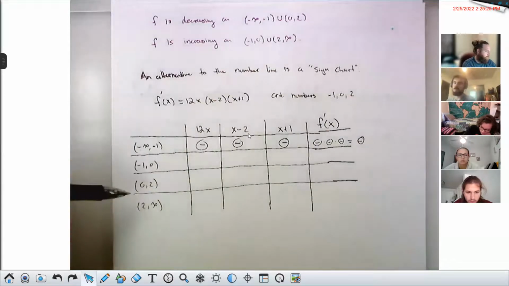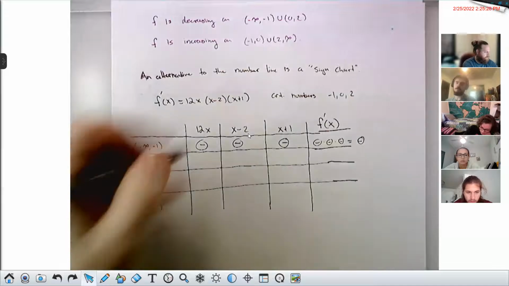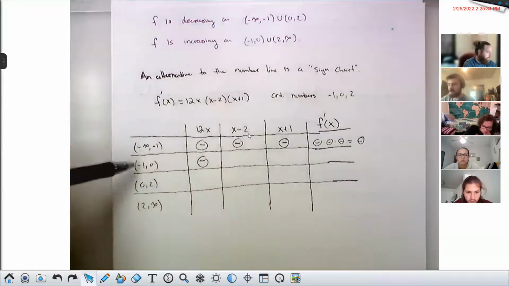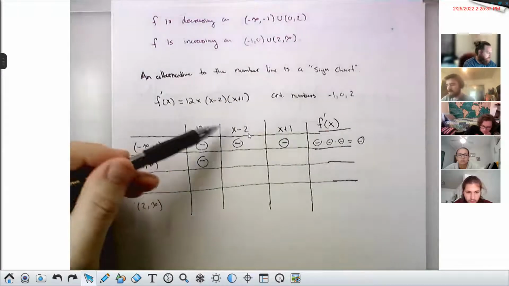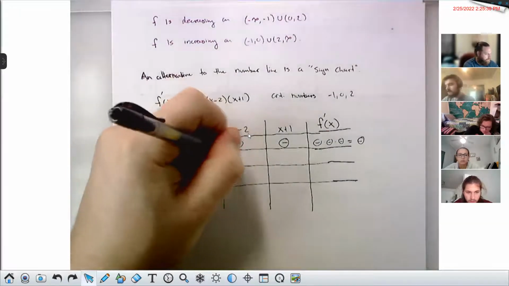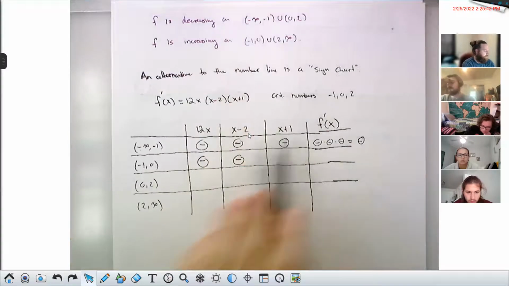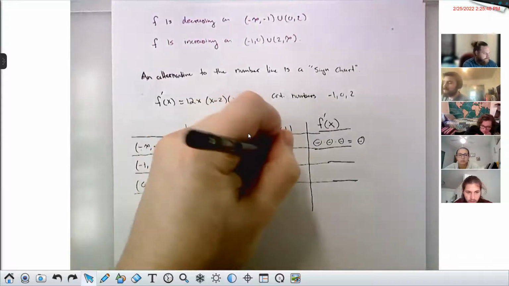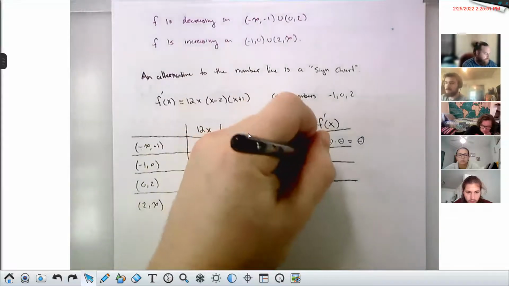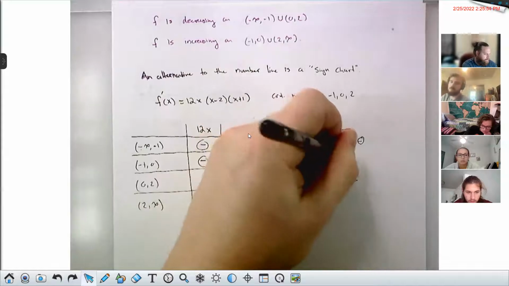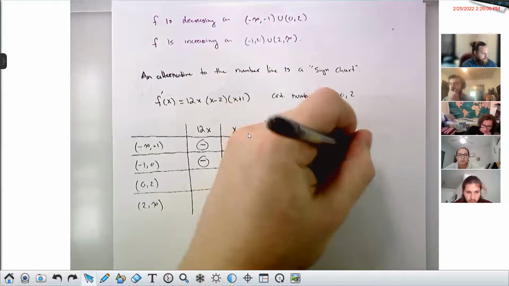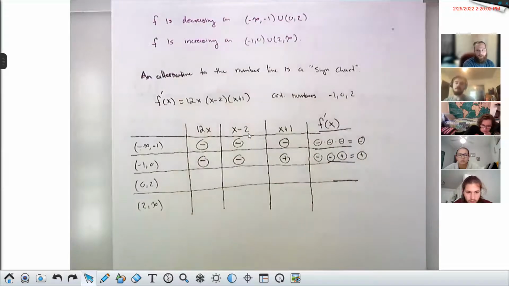So from -1 to 0, what do we got? Well, x is still negative. We're between -1 and 0, so the factor 12x is negative. x minus 2, if you take something between -1 and 0 and plug it into here, like -1/2 minus 2, would still be negative. But x plus 1 is now going to be positive, right? x plus 1 goes from being negative to positive at -1. So the sign of f prime would be negative times negative, which is positive, times a positive is positive. So f prime is positive from -1 to 0. You probably get a feeling for how this works.